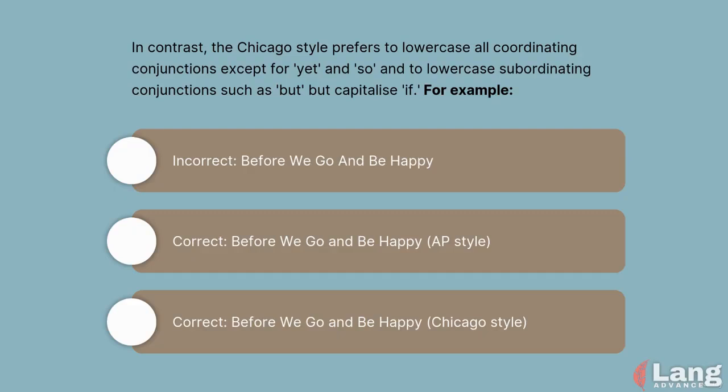For instance, incorrect: Before We Go And Be Happy. Correct: Before We Go and Be Happy, AP style. Correct: Before We Go and Be Happy, Chicago style.